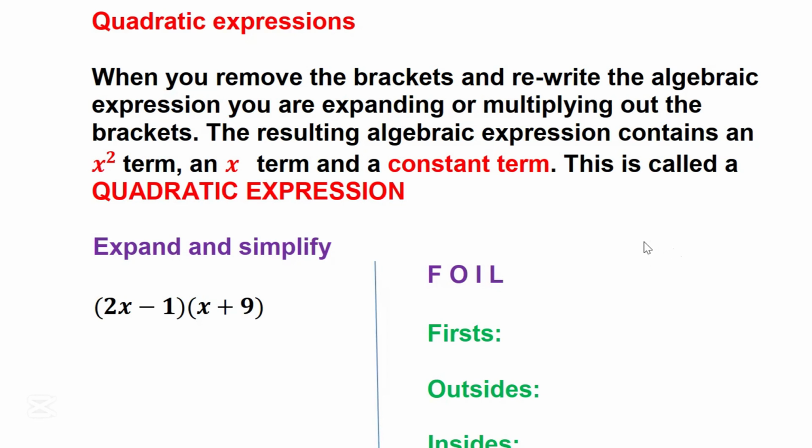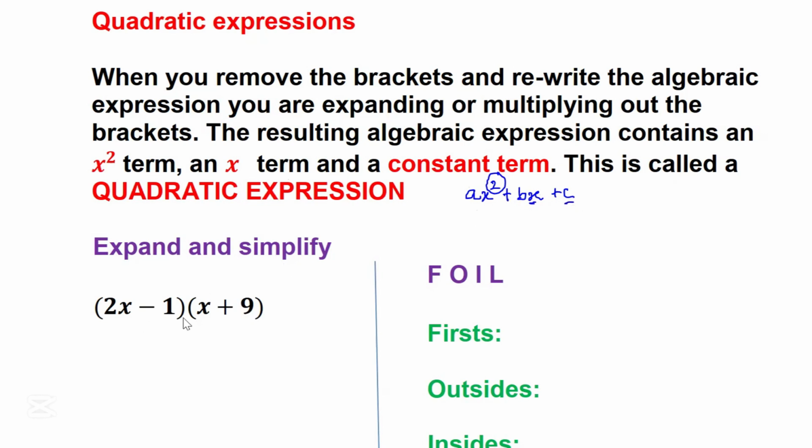A quadratic expression basically contains 3 major components. We have the x squared term, an x term, and a constant term. Now, it's usually in the form of ax squared plus bx plus c, where in ax squared, we see the highest power here is 2. It cannot be less than 2 and cannot be more than 2. We have the x term and we have the constant.